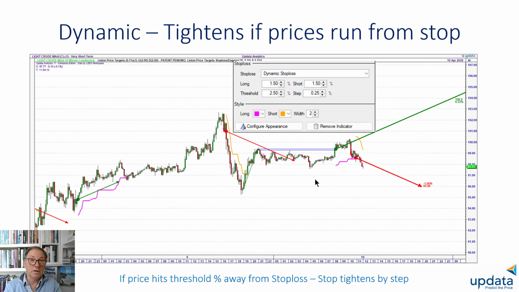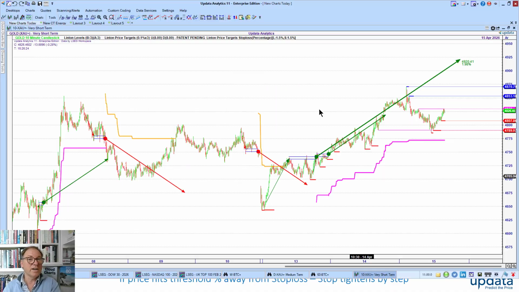And then dynamic, this is one of my favorites. So basically this one is we set a threshold. And so let's say we've got 1.5%. We set a threshold of 2.5%. And what this says is if the price moves away 2.5% from the stop, then actually what's happening is the price is running faster than the stop. I want the stop to tighten up. And so if that happens, we tighten up by 0.25. So we then go to 1.25.